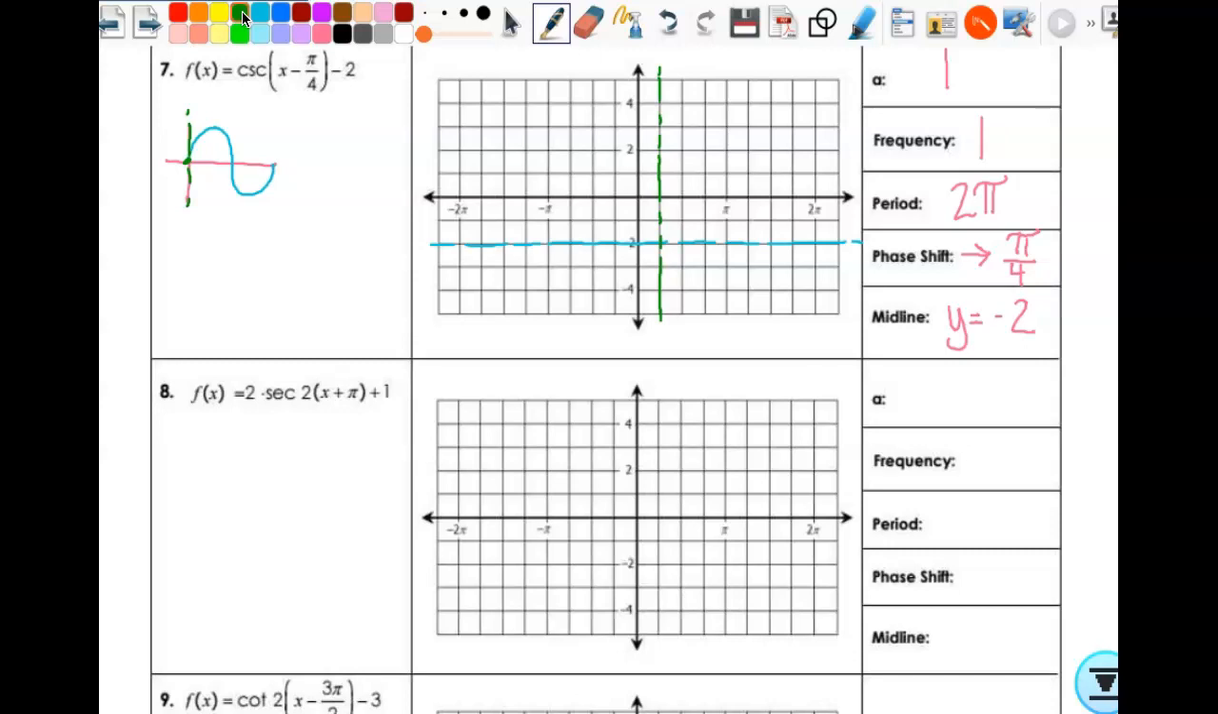The end of the period will also have an asymptote, but I have a phase shift. So the end of the period's at 2 pi, I can put my pencil there, but then I got to move to the right pi fourths. That is where the other asymptote is, or one of the other asymptotes. Then just like everything else, half, half, half, so halfway between I'm going to have another asymptote, which would be right here.